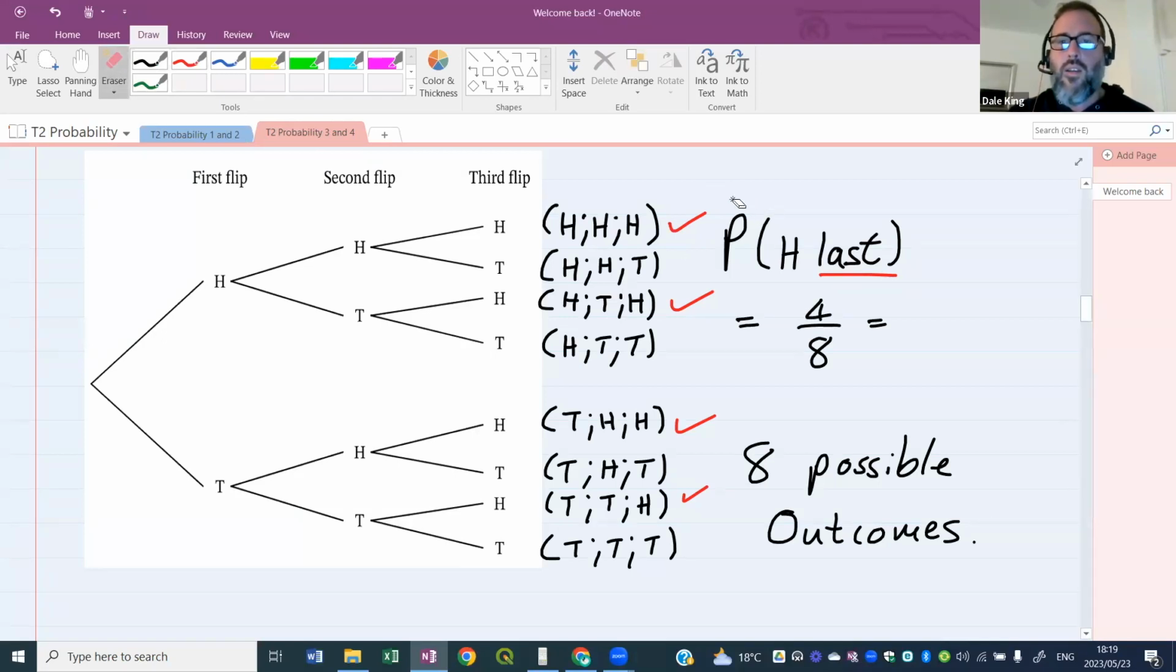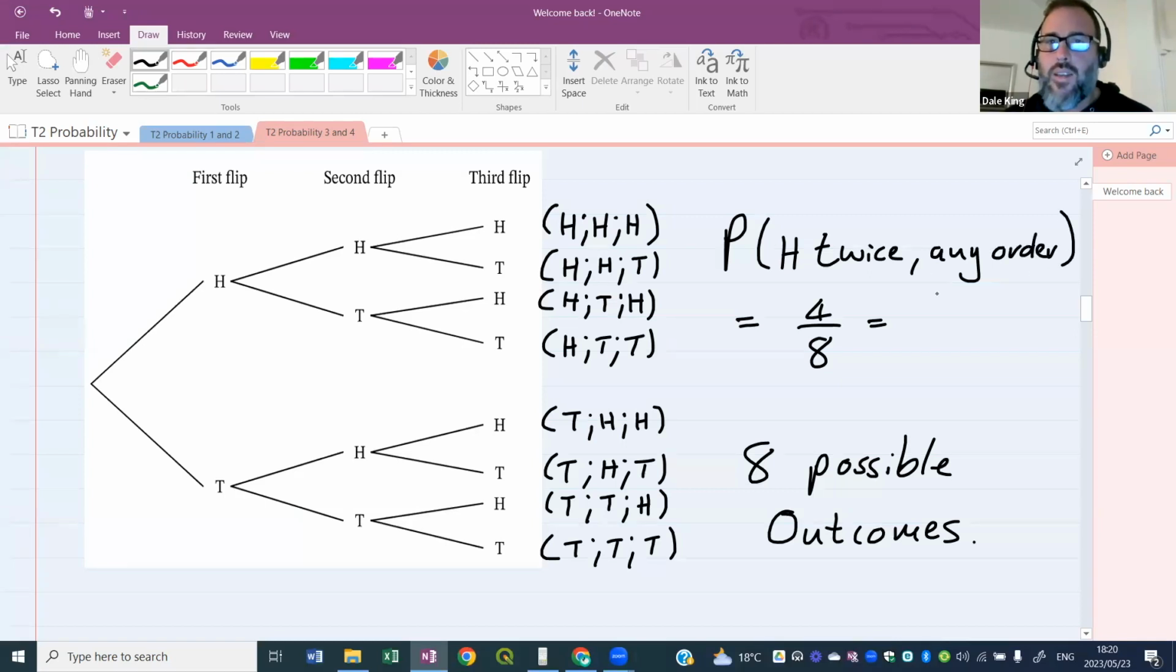All right. Here's another question. Someone needs to help me with this one. What's the probability of getting heads twice in any order? All right. Getting heads twice in any order. Who can help me with this? Would someone like to help me with this?